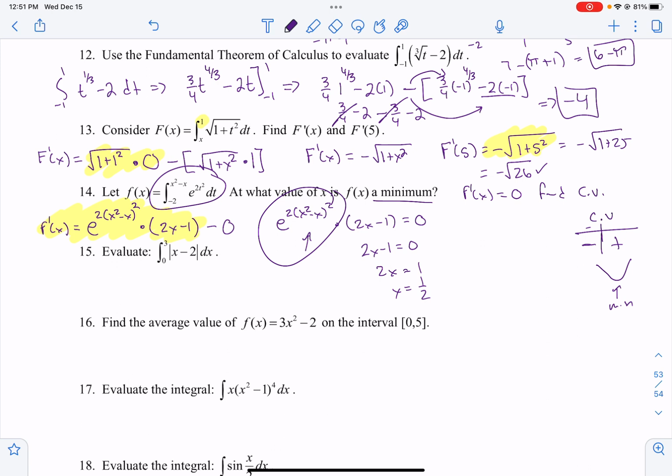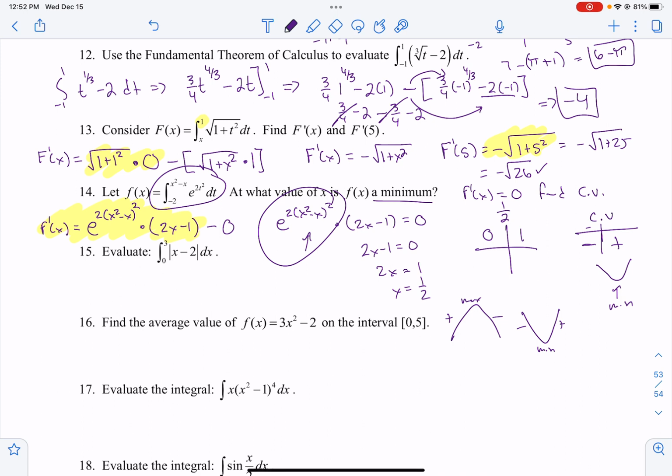So I know that at 1/2, I have a critical value. That means my slope is 0. What I don't know is whether my function is doing this or this. I know it's doing one of them. So let's pick a number less than 1/2, let's pick 0, and let's pick a number bigger than 1/2, let's pick 1. We are looking to see what my slope is doing. I want to know if my slope is going positive and then negative, or negative and then positive, right? Because right here my slope is positive, then it goes negative, so that means it's a max. Right here my slope is negative, it changes to a positive, so that means this is a minimum.